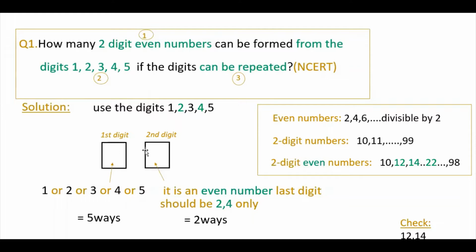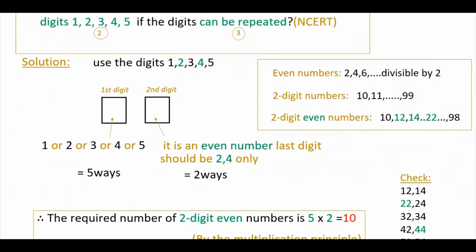So first put two boxes here. You have to write how many 2-digit even numbers in these boxes. In the first box, you can write any of the digits 1, 2, 3, 4, 5. But in the second box, since it is a 2-digit even number, the last digit should be an even number. So here you have to use only 2 and 4. So here there are 2 ways and here there are 5 ways, because any of 1, 2, 3, 4, 5 can be used in the first box.